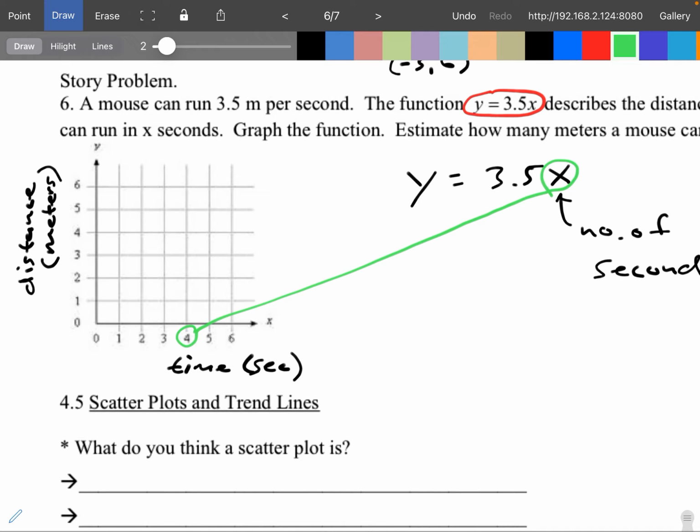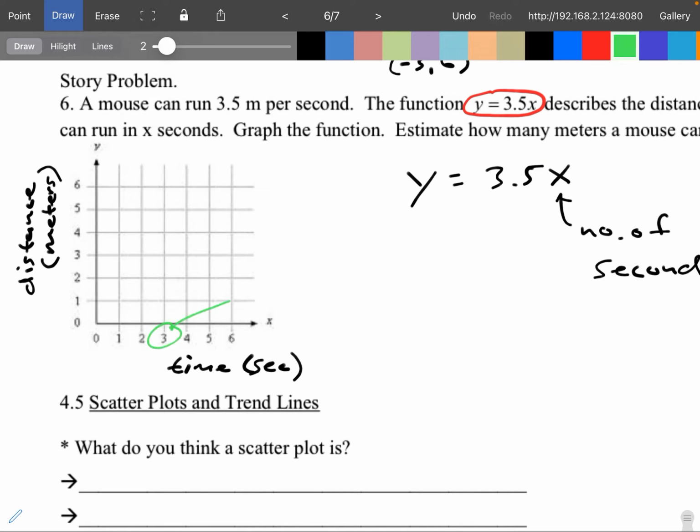Here's what I'm doing. I'll erase it in a second. So I'm saying, if I want to take 4 and put it in there for x right there, that's not going to work real well because 3.5 times 4, that's 14, right? Does that fit on the grid? What's my highest y value on my grid?